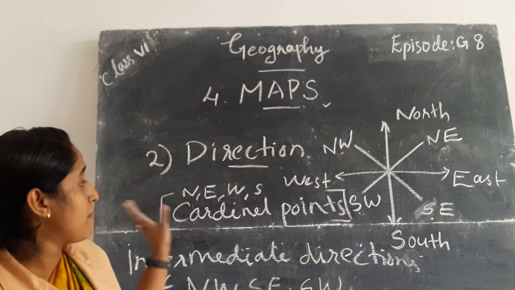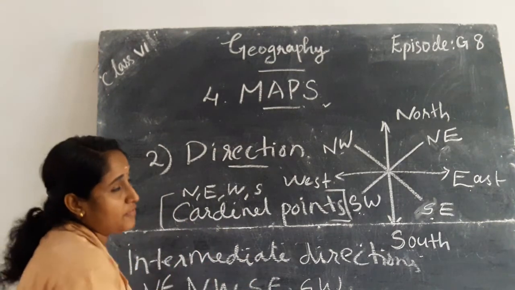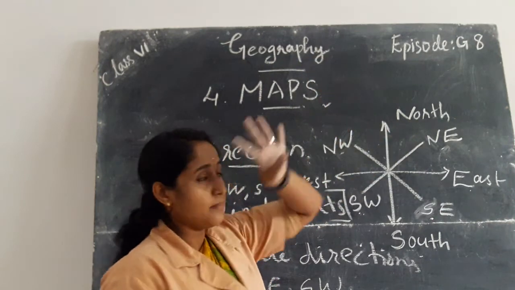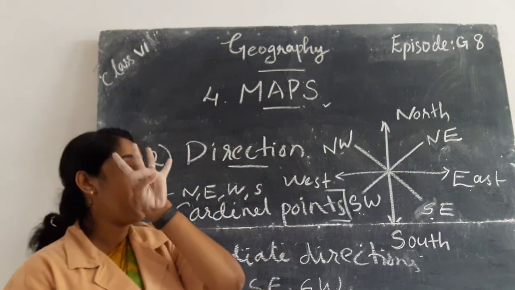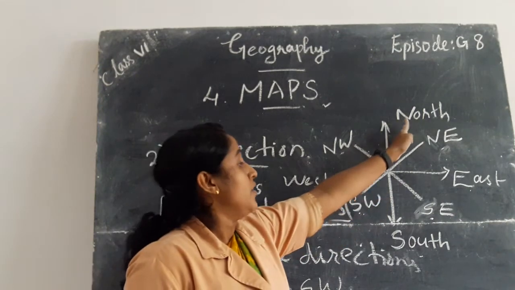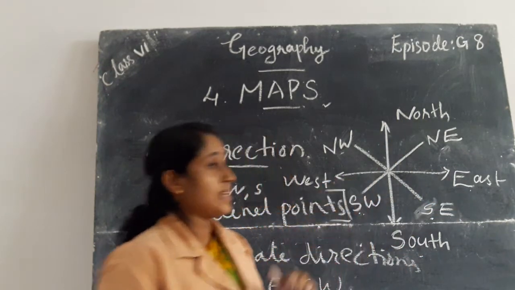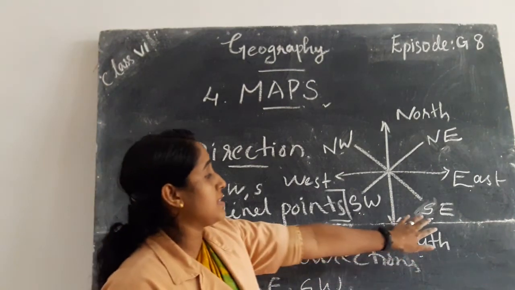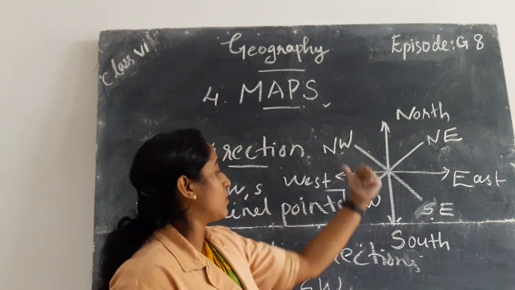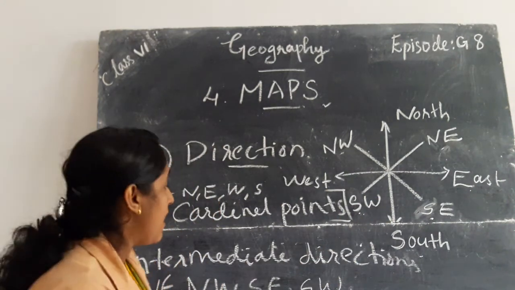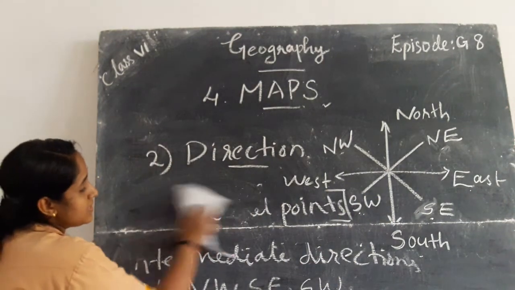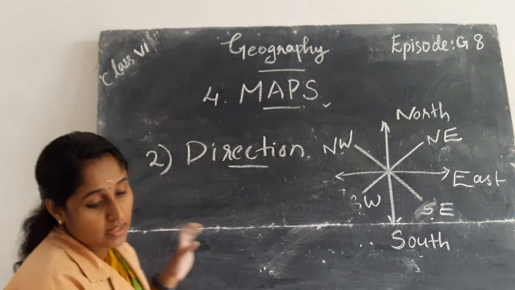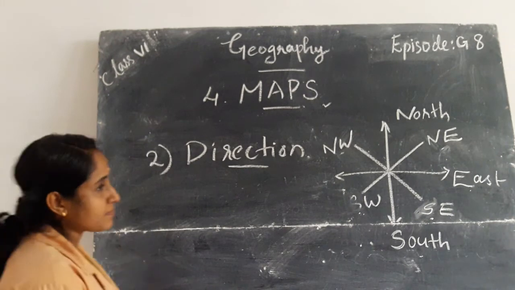Every map shows directions. We have four most important directions: north, south, east, west. And we have intermediate directions, which are southeast, northeast, northwest and southwest. And every map shows directions. So according to direction, we have another instrument that is called the compass.